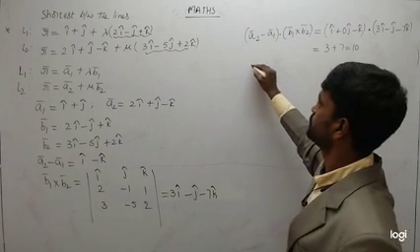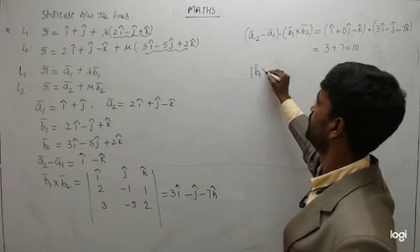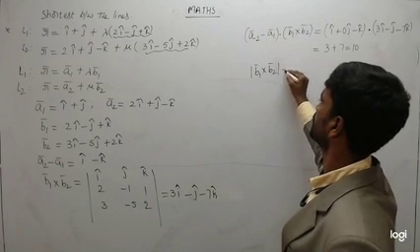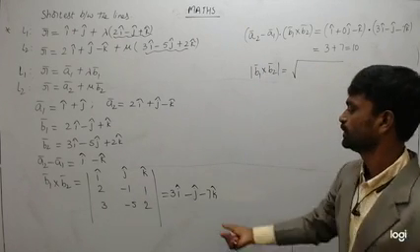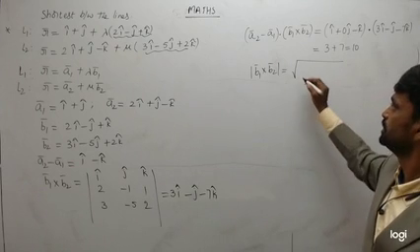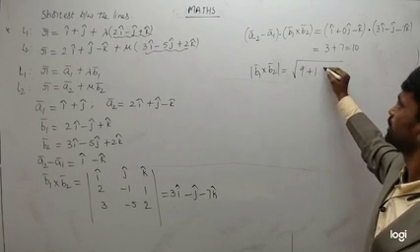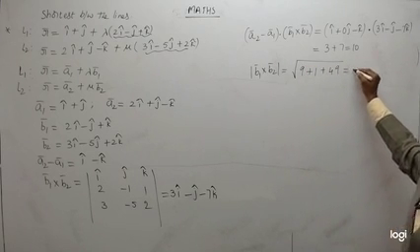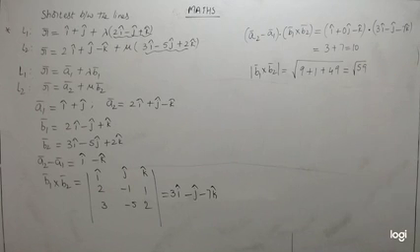Then calculate next modulus of B1 bar cross B2 bar. So what you will get, square root of, so magnitude of this vector is 9 plus 1 plus 49. So that means what you will get, root over 59.